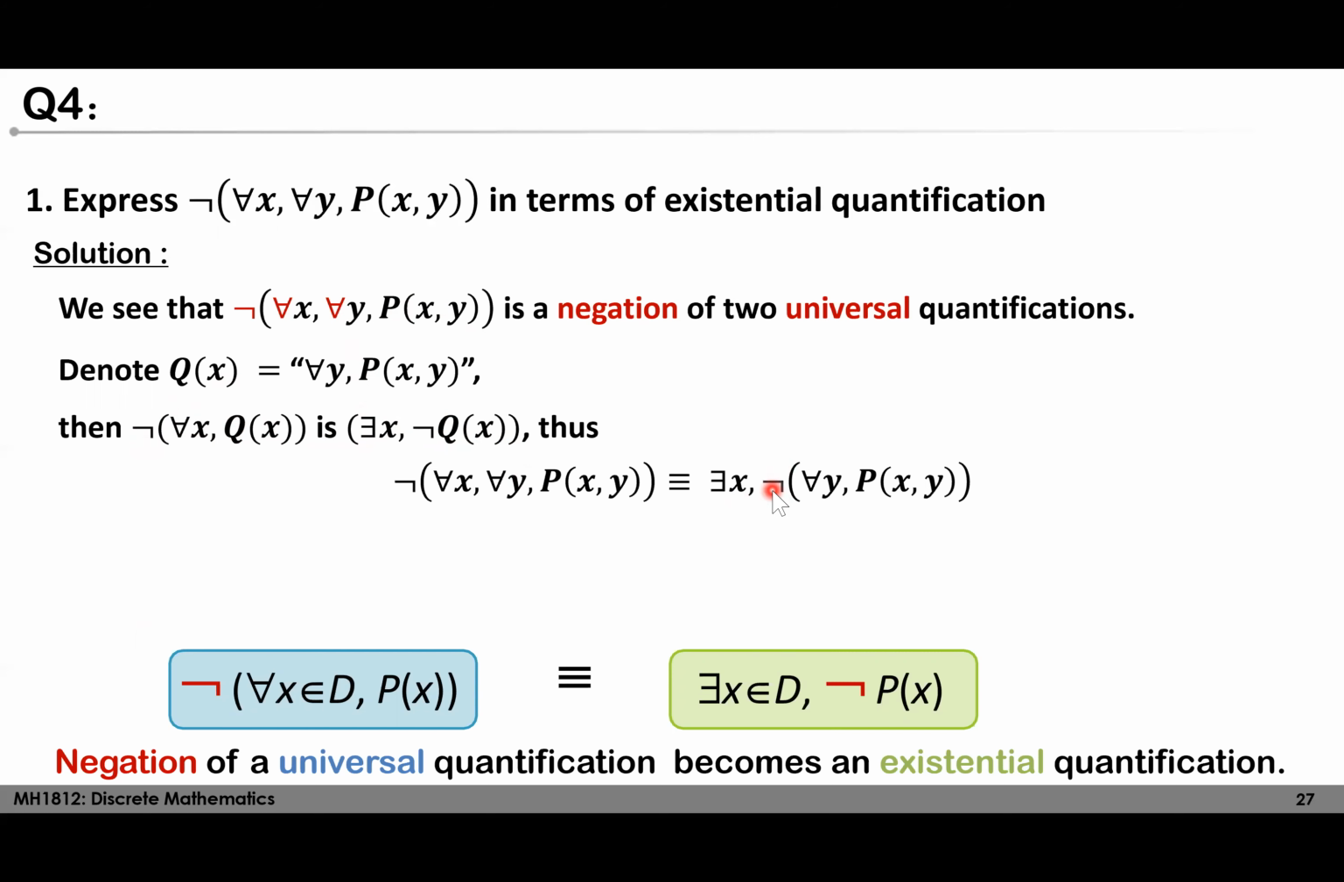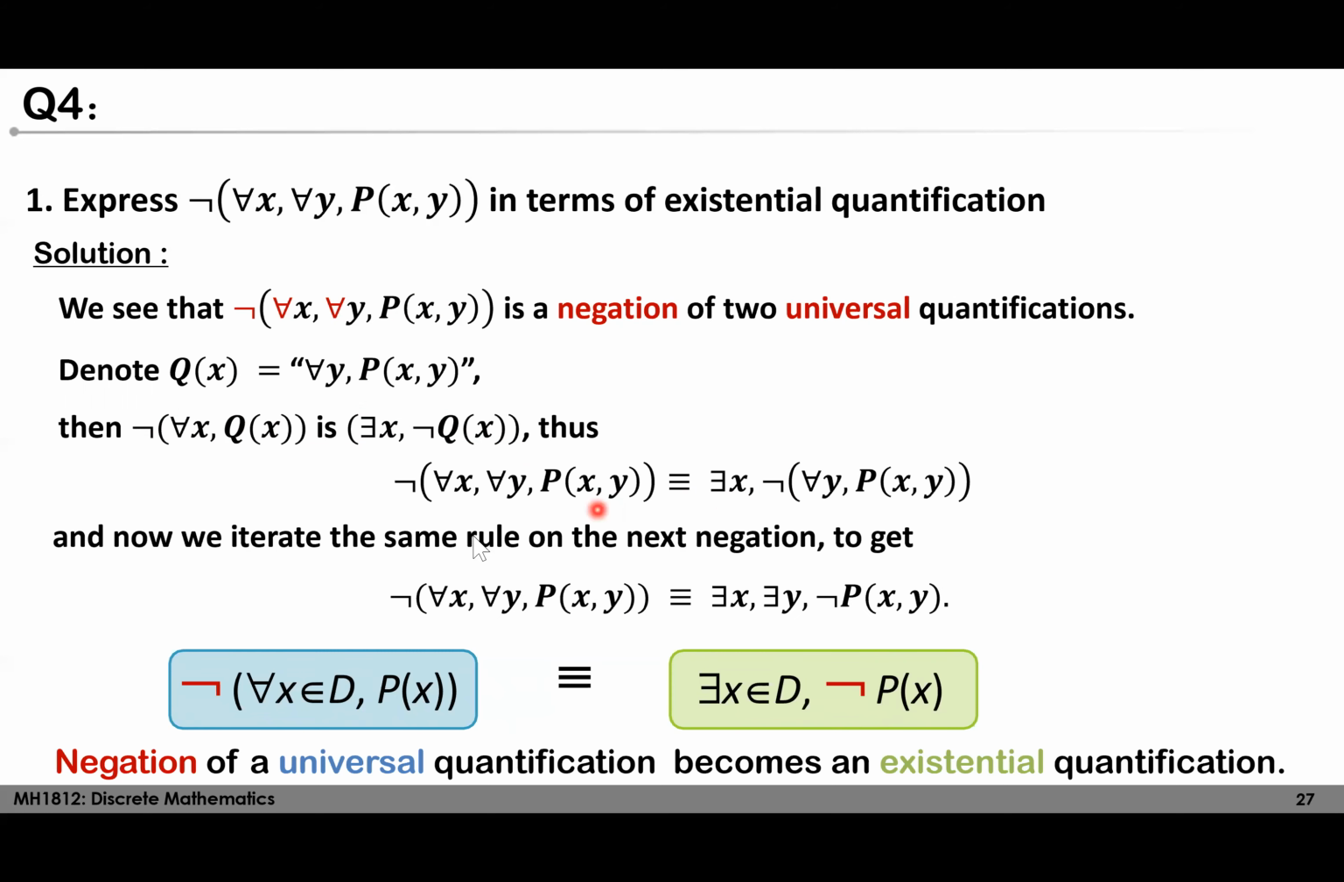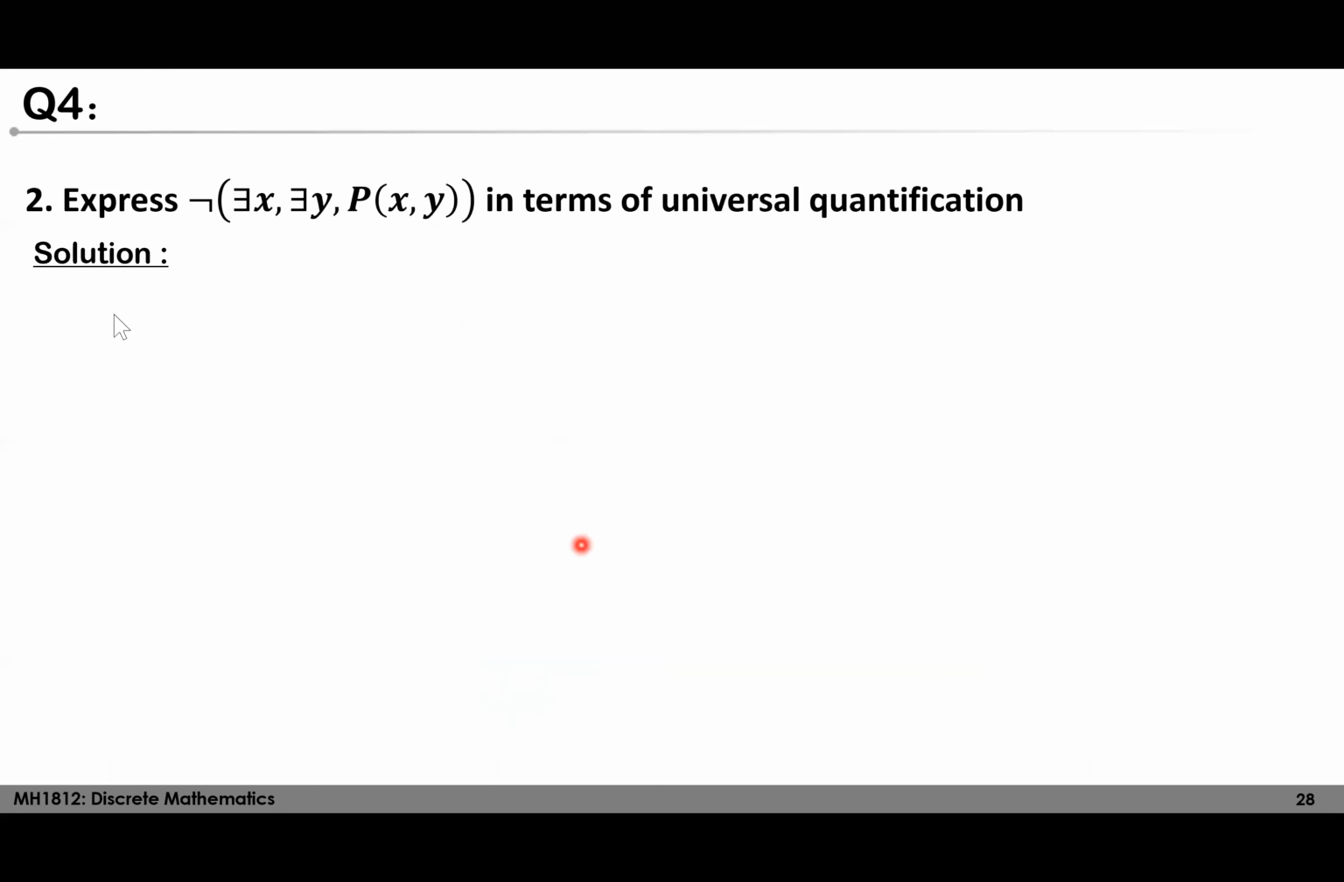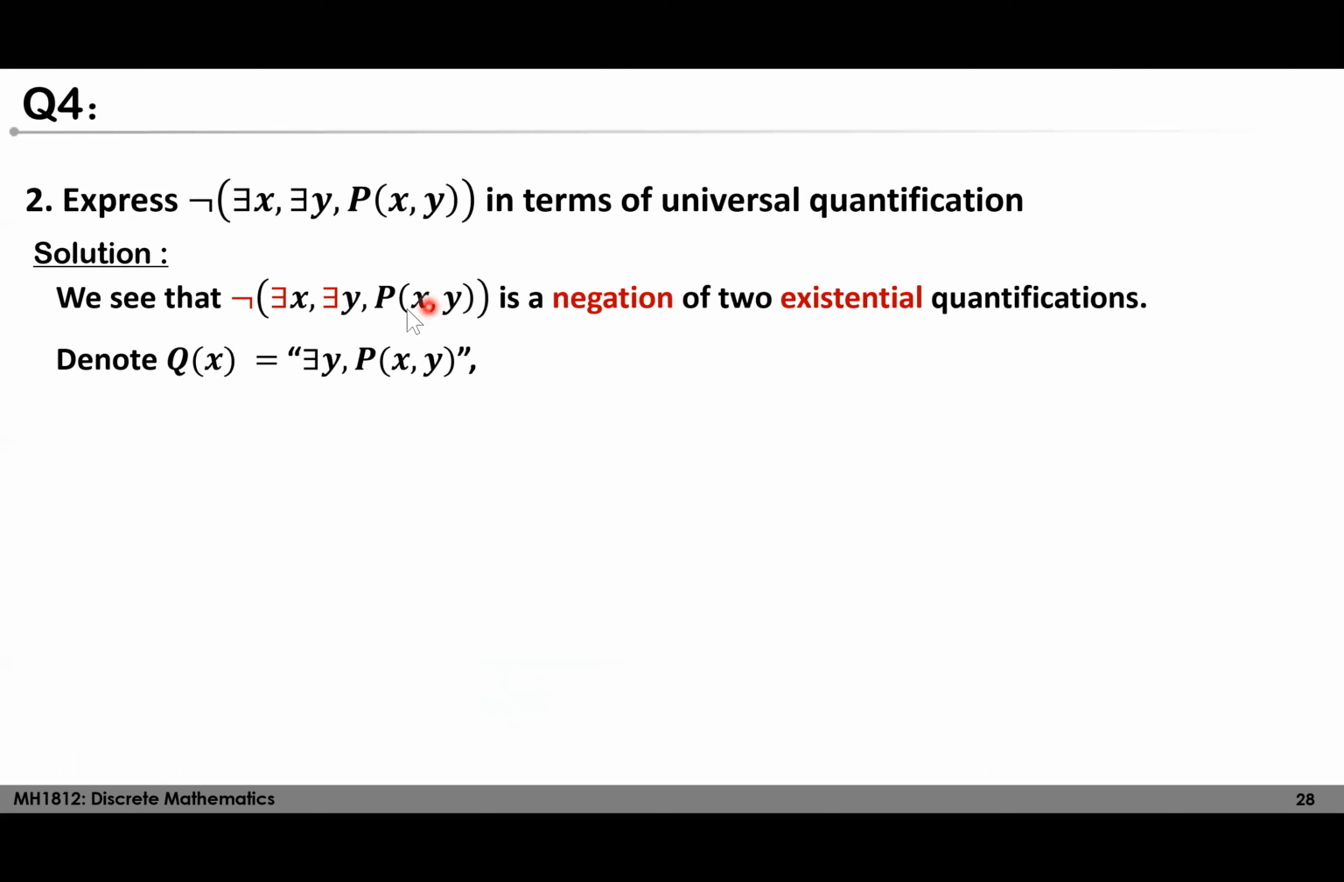Then we repeat this by using the same rule on the next negation. We get the negation of two universal quantifications is equivalent to two existential quantifications. And in the second sub-question, we take negation of two existential quantifications. So again, let's denote the inner existential quantification by this predicate Q of x.